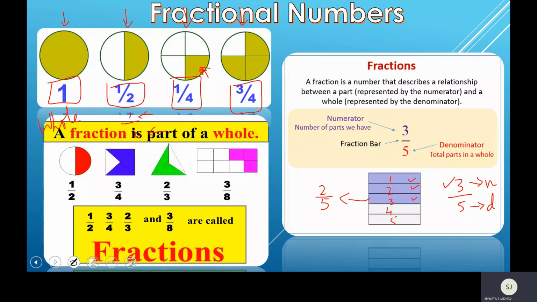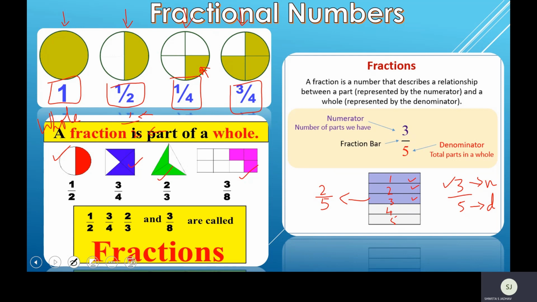A fraction is a part of a whole, as I told you in the beginning. The same figure we have here also shows 1 by 2, where there are 2 parts. Out of 2 parts, 1 is shaded. In the same way, we have 4 parts in the next figure. Out of 4 parts, 3 are shaded. Then out of 3, 2 are shaded. And then out of 8, 3 are shaded. Here we have considered shaded parts.